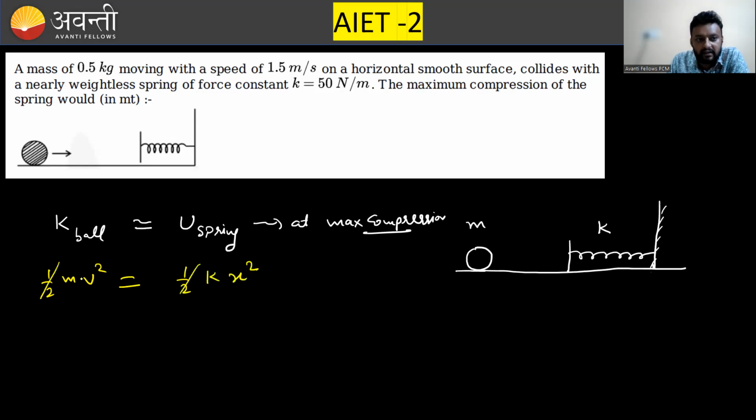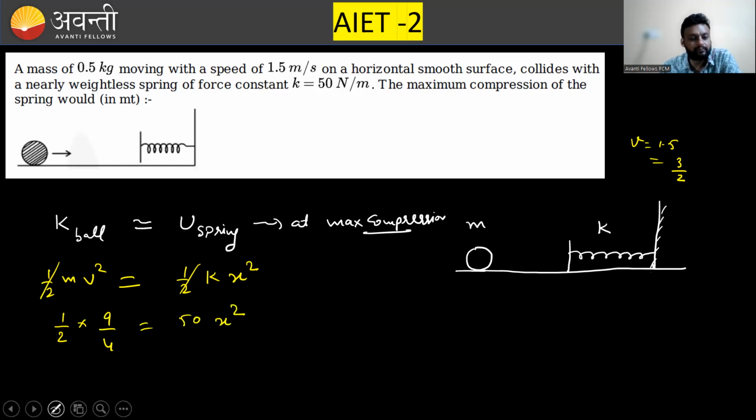Half and half will be cancelled. Mass is 0.5 kg. 0.5 kg means 1 by 2. Velocity is 1.5. Can you see it as 3 by 2? Is it clear? We can write 1.5 as 3 by 2. So the square will be 9 by 4, equal to k, which is 50, into x square. Done.